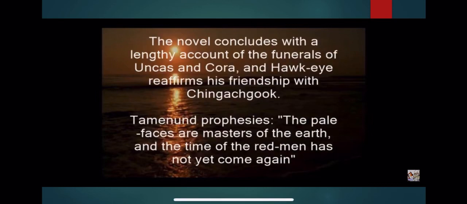The novel concludes with a lengthy account of the funerals of Uncas and Cora, and Hawkeye reaffirms his friendship with Chingachgook. Tamenund prophesies that the pale faces are masters of the earth, and the time of the red men has not yet come again. So this is what the novel is about, that the time of the red men has not come. So this is the summary.